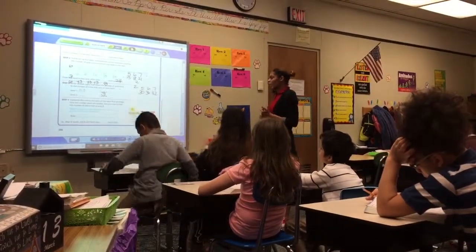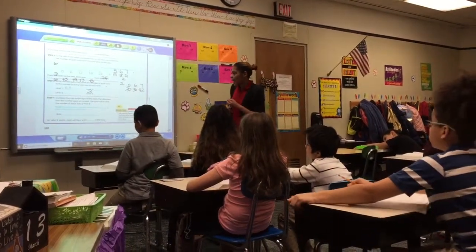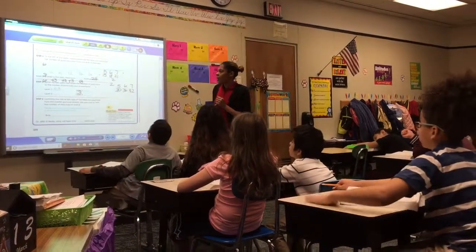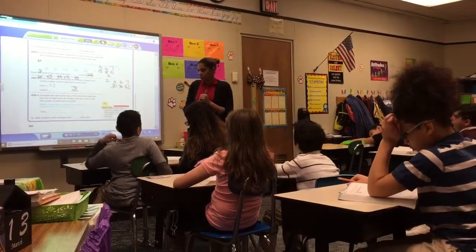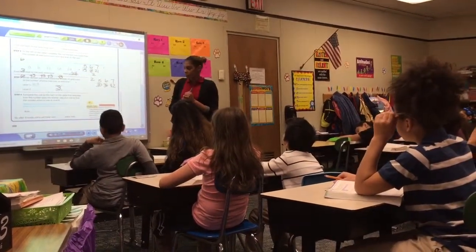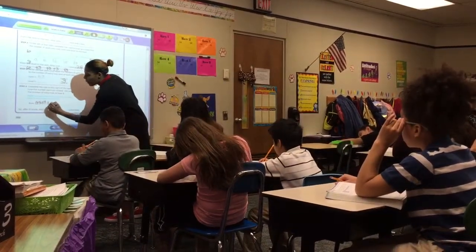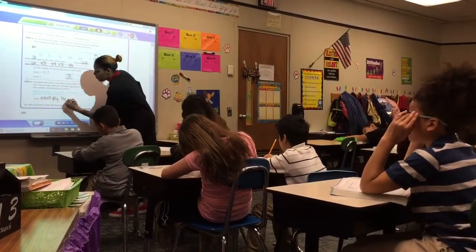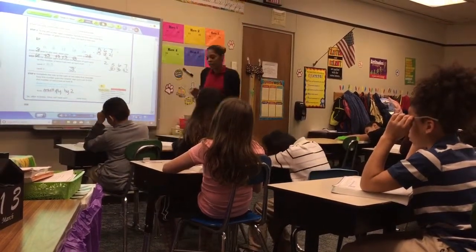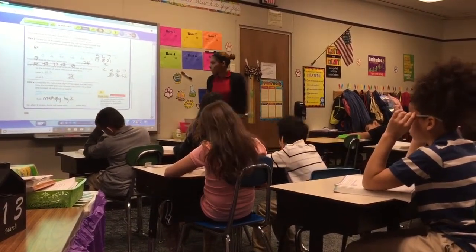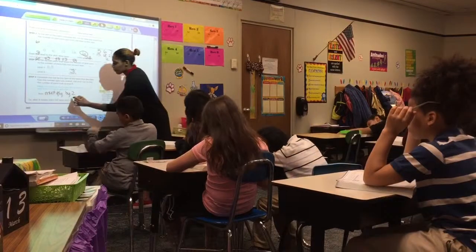It says for each level, the number of extra lives is as great as the number of gold points. So 3 times what gave us 6? 2. So we had to multiply by 2. So after 8 levels, Alicia will have won how many extra lives? How many extra lives would she have won? 24.